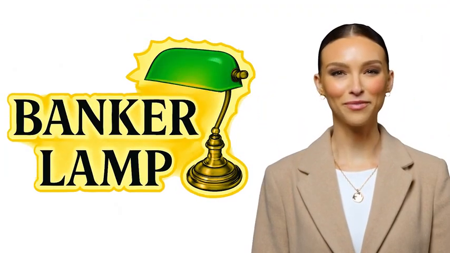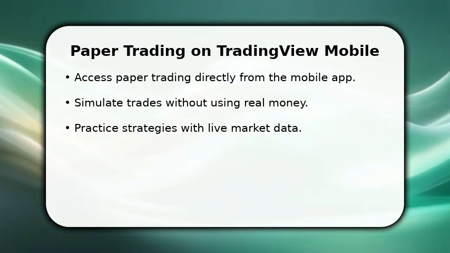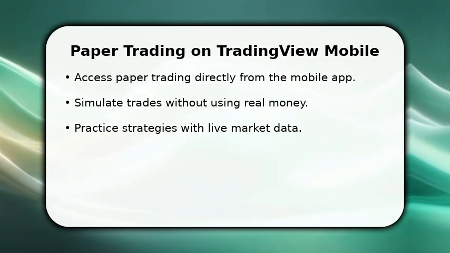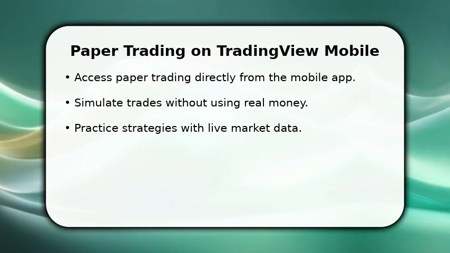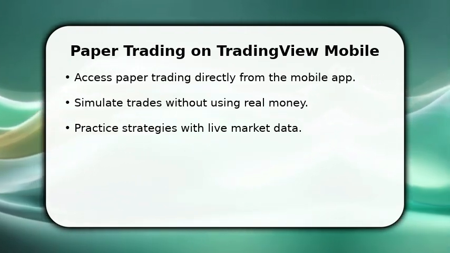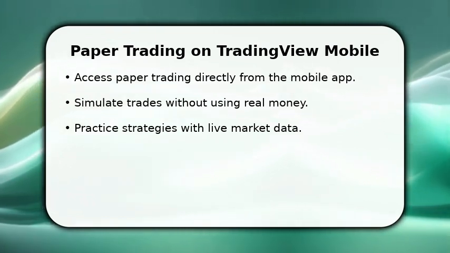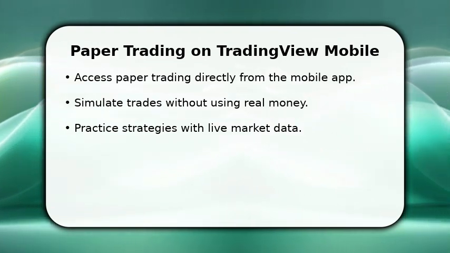Please enjoy the video. In this video, I will explain how to use TradingView paper trading on your phone. First, open the TradingView app and navigate to any chart. Look for the Trading panel tab at the bottom of the screen. Tap on it and then select Paper Trading from the list of brokers. Connect to it, and you'll instantly have a virtual account with a substantial balance to begin practicing your trading strategies.